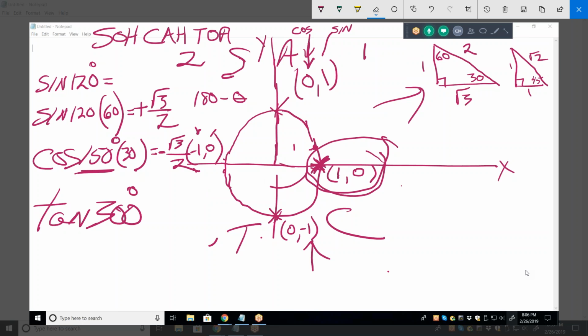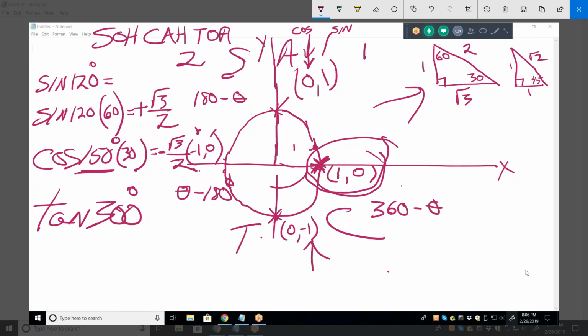I want to finish this before we go, even if we go over just a little bit, if you don't mind. Yeah. In the third quadrant, you take theta minus 180 to figure out the equivalent first quadrant angle. And in the fourth quadrant, you do 360 minus theta.